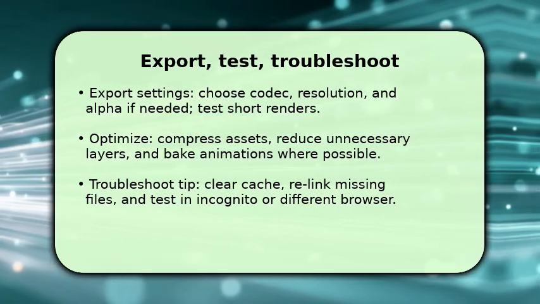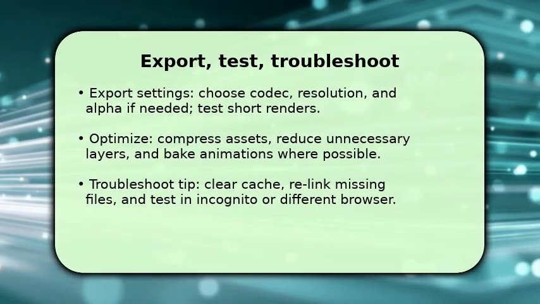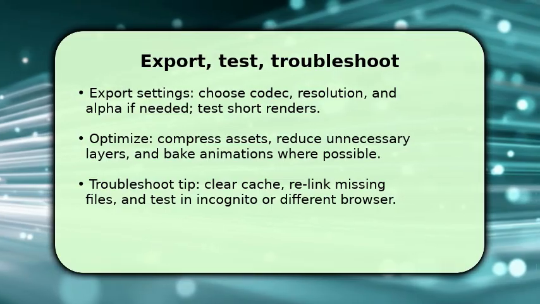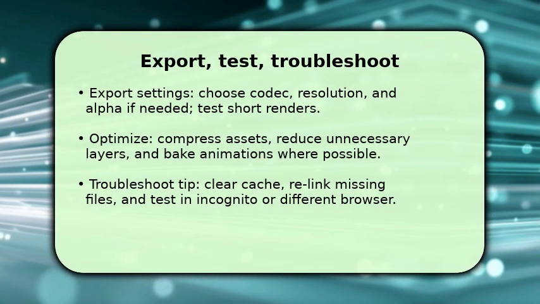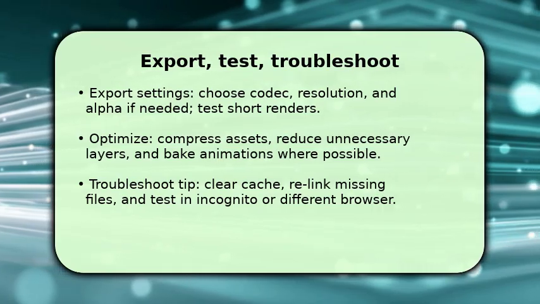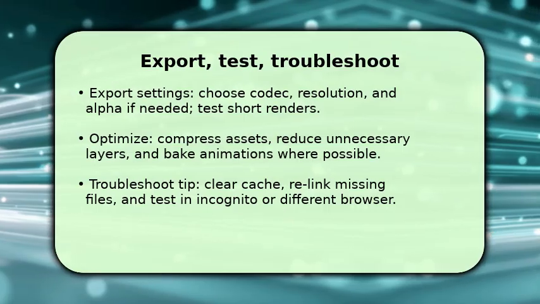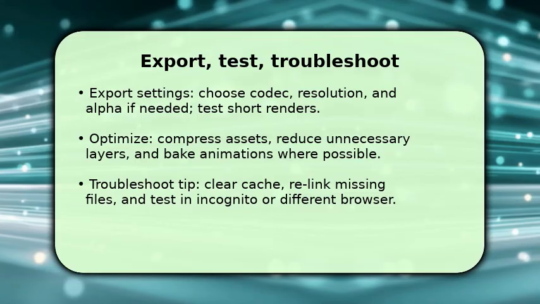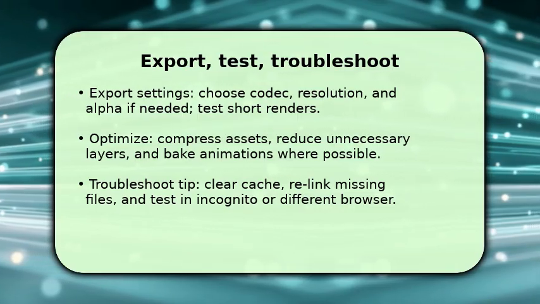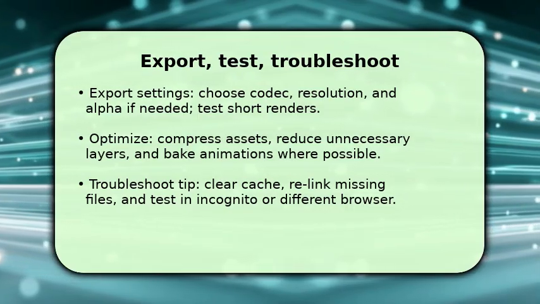Once done, optimize by compressing large assets, removing hidden layers, and baking procedural effects into frame-based media to eliminate runtime jitter. If playback stutters or assets go missing, clear the cache, relink files, and test in an incognito window or another browser. This isolates browser or caching issues and gets you a clean final.